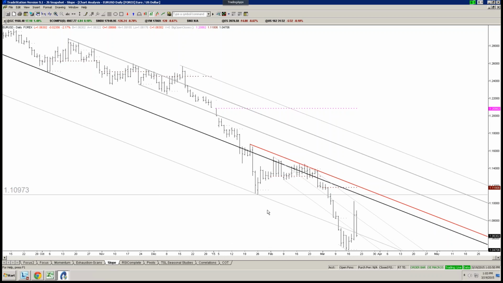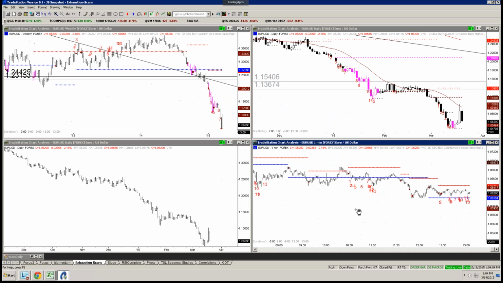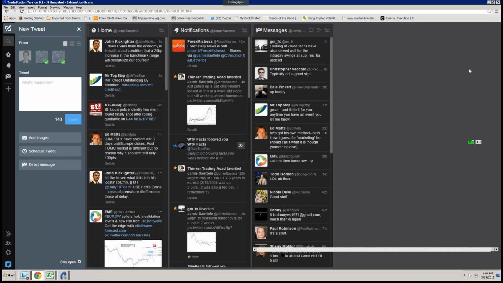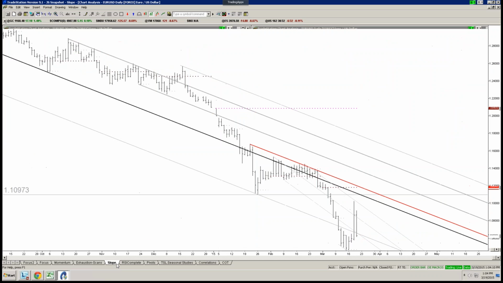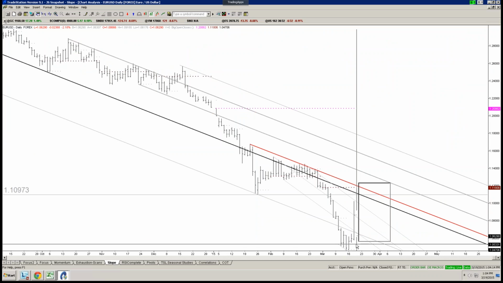But in any case, we'll take a look at some of the former moves like this and times like this, and see what happened in the past. Hold on. All right, so here's the daily chart.